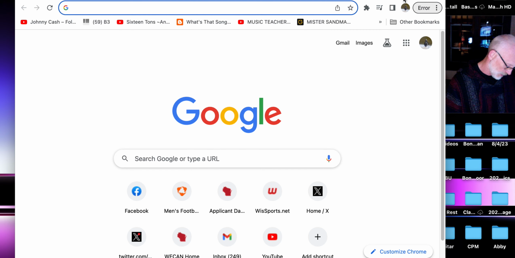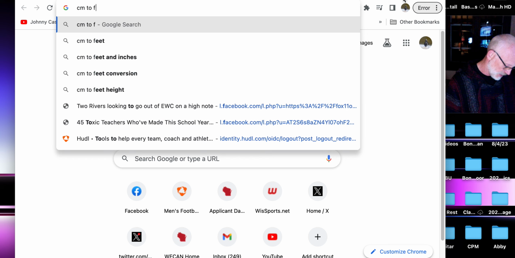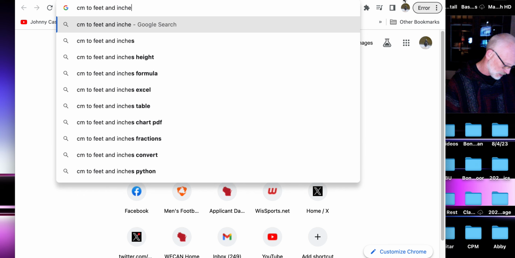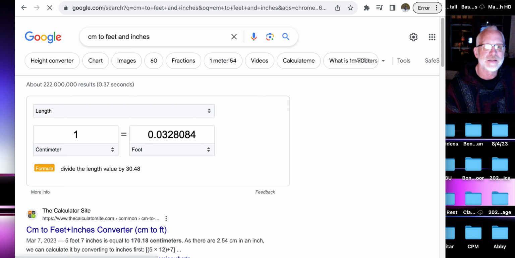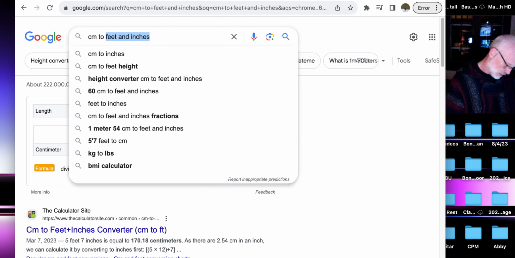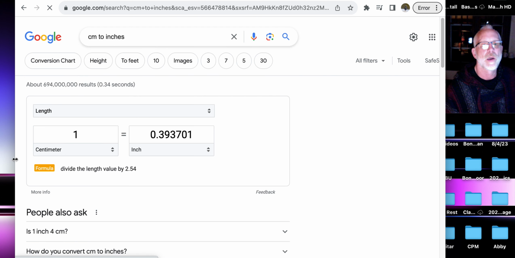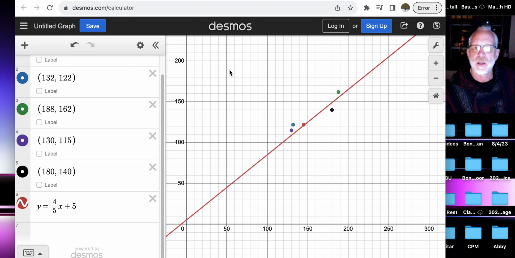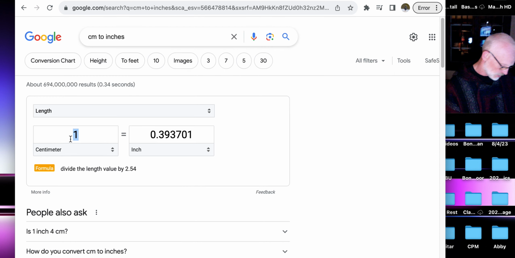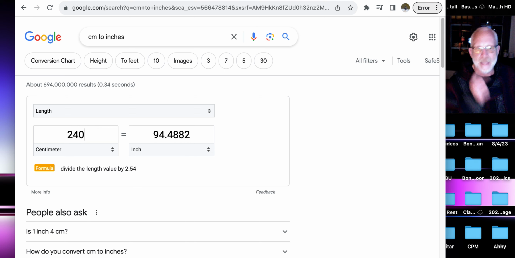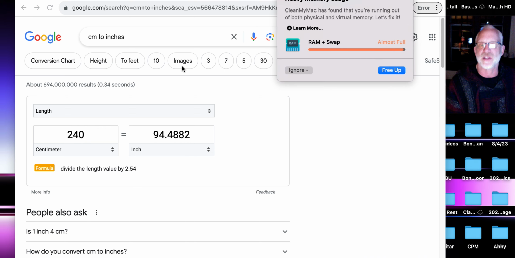So now I'm going to convert centimeters to feet and inches. So how many inches? Let's go centimeter to inches. Where did we say that was? We said that's about a person's going to hit their hands if they're about 240 centimeters. So if I enter 240 centimeters, that person is 94 and a half inches.